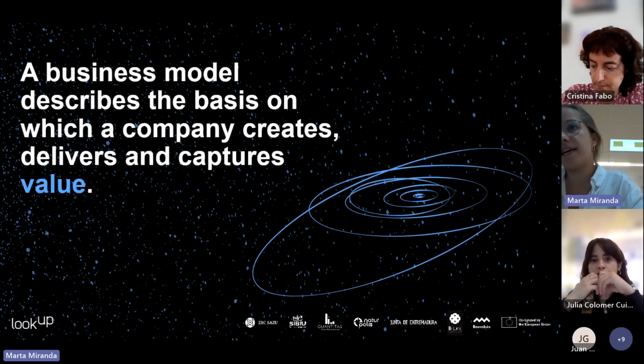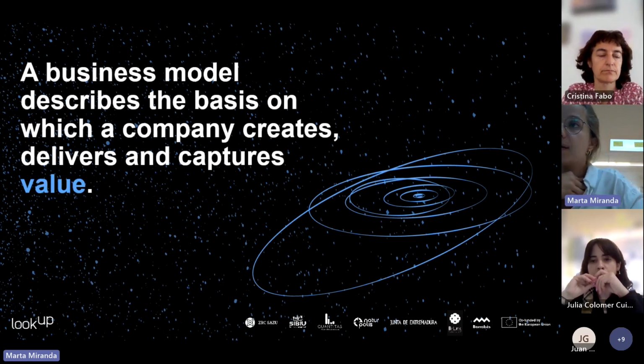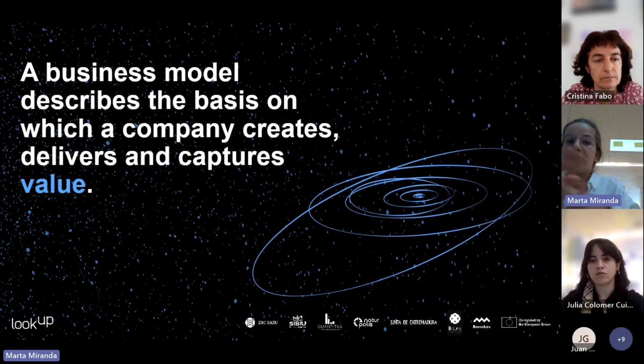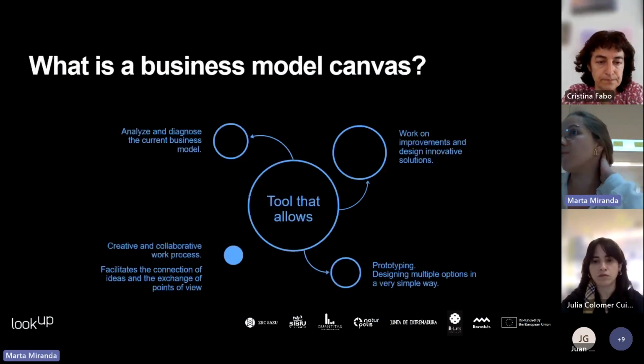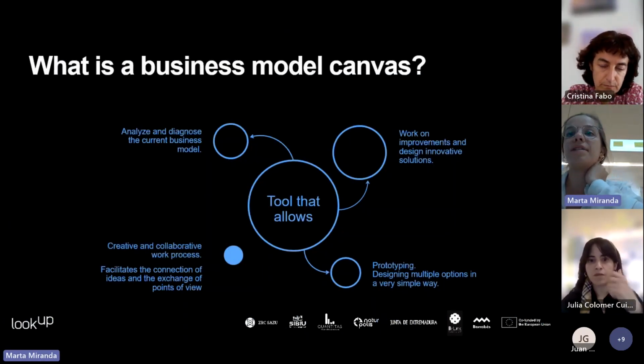I don't know if you all know, but a business model in the end describes the basis on which a company creates, delivers, and captures value. So we're going to see two principal tools that are going to help us to see in just one page how our business is built, where we have to take more attention, and which steps we need to take next. So first of all, we're going to talk about the business model canvas.